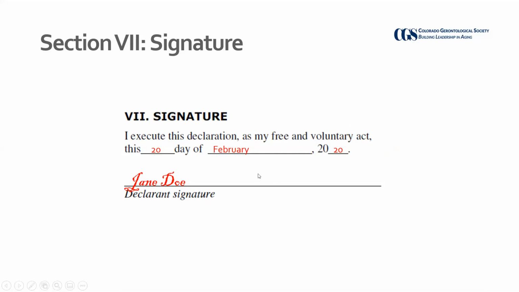You say when you completed this document. So the 20th day of February 2020. Whatever the date is, you make sure you complete it in this format. And here Jane Doe has signed. Once again, if you're going to get your document notarized, hold off on this part until you're in front of the notary.